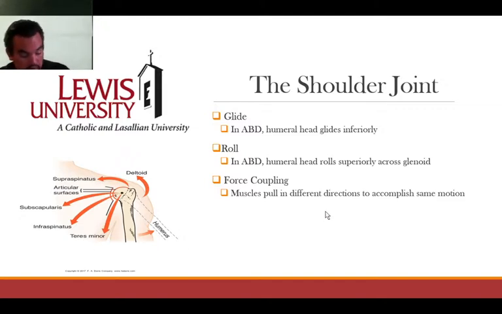Because remember, we don't have much contact being made on that glenoid. So the humeral head really has to articulate and move around and be dynamic as we ask it to do the many things we ask it to do.